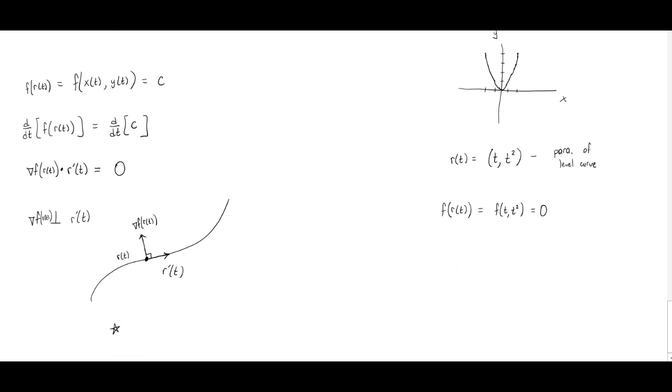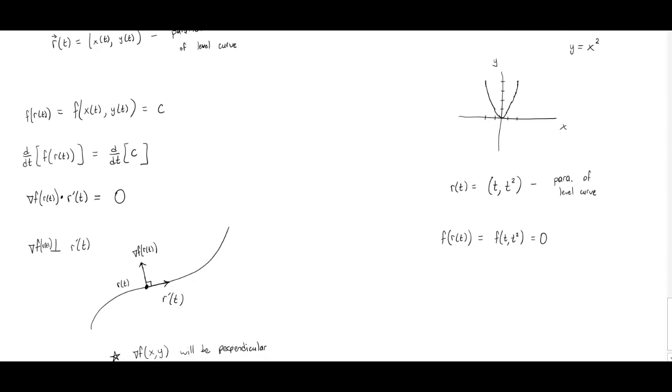So the main takeaway from what I'm showing you guys is that the gradient vector at a point will be perpendicular to a level curve at this point, xy, okay? So that's the main takeaway. And then let me just try to illustrate with my example that I was building on this side.